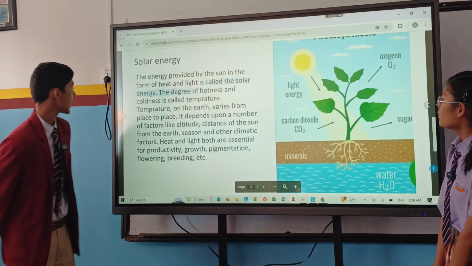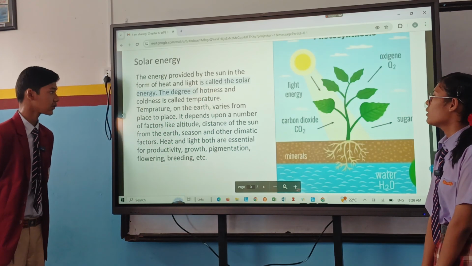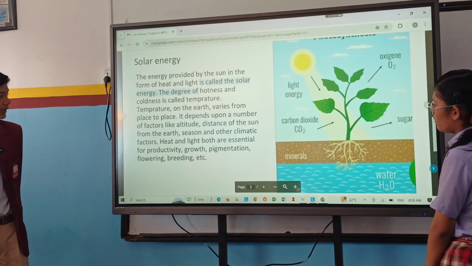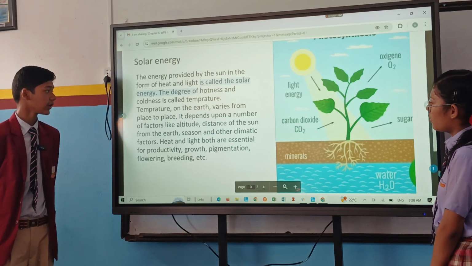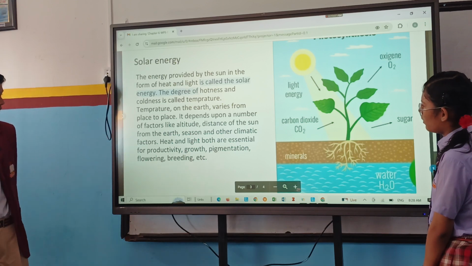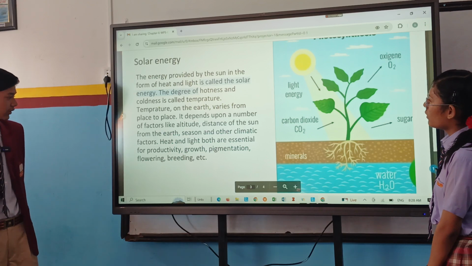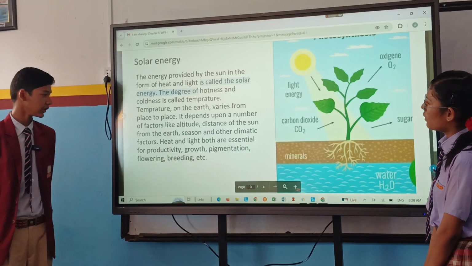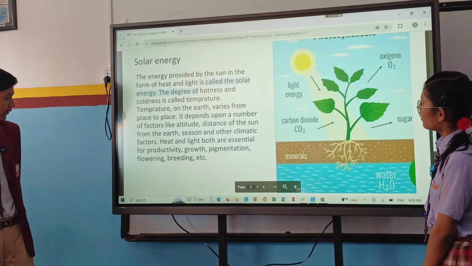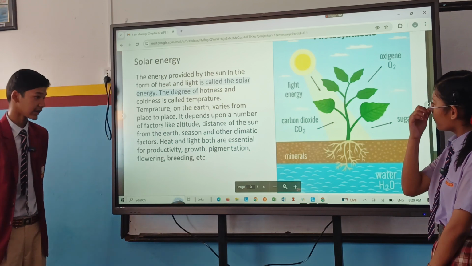And the next topic is solar energy. The energy provided by the sun in the form of heat and light is called solar energy. The degree of hotness and coldness is called temperature. Temperature is a significant factor among all the abiotic components. Temperature on the earth varies from place to place. It depends upon a number of factors like altitude, distance of the sun from the earth, season and other climatic factors. Heat and light both are essential for productivity, growth, pigmentation, flowering, breeding, etc.